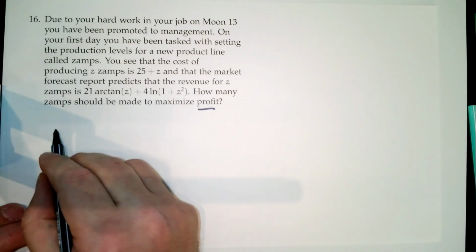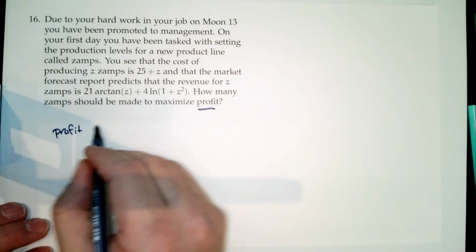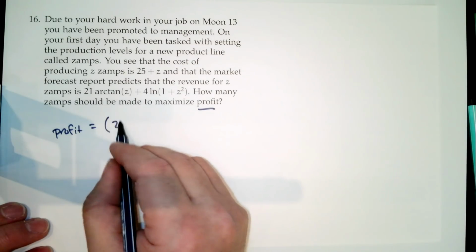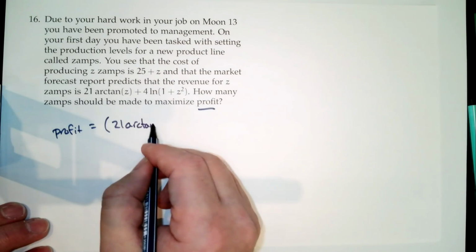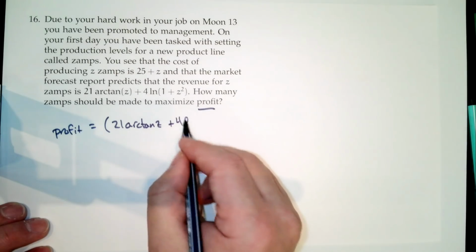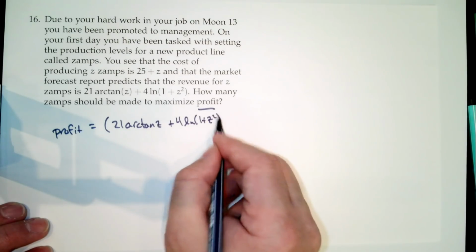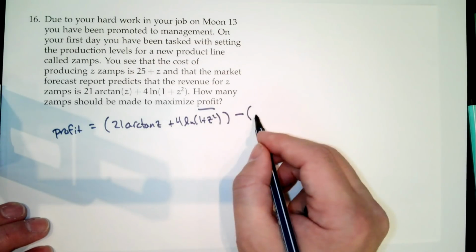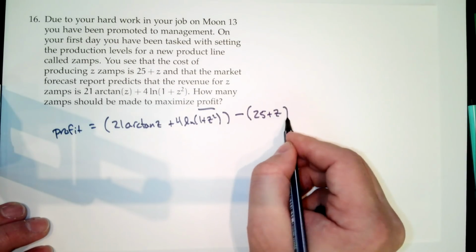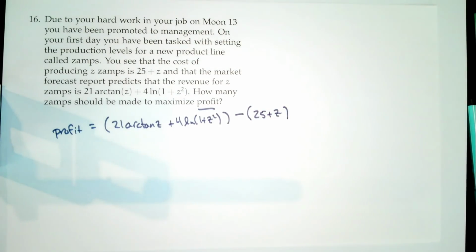So profit, that's our revenue, 21 arctangent of Z, plus 4 log 1 plus Z squared, minus cost, 25 plus Z. Okay, so there's our function. That's what we're trying to optimize. So what do we do to optimize it?